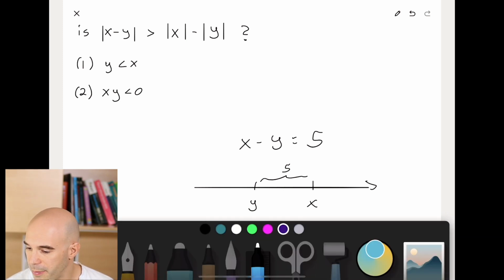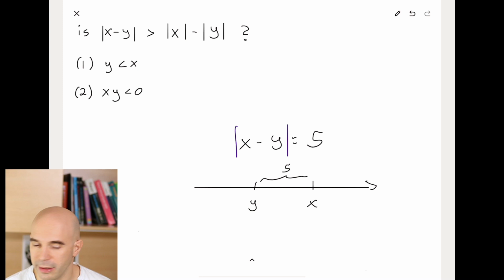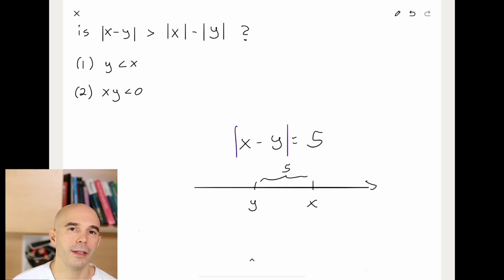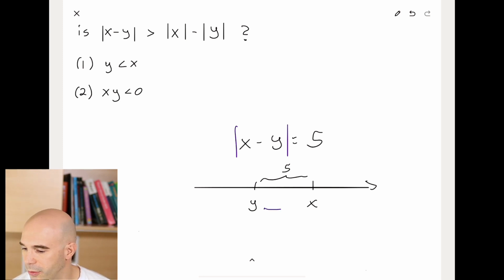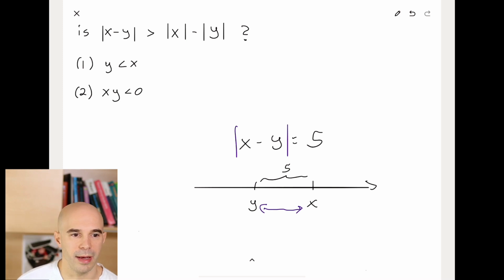The minute you slap an absolute value onto that difference, what you've done is you've hidden the relative order of x and y. You're still showing me how far away from each other they are on the number line, but you've hidden their relative order. That's right. Yeah, the absolute value is the thing that gives us this double-sided arrow. This came from the absolute value. Without the absolute value, you wouldn't have that double-sided arrow.